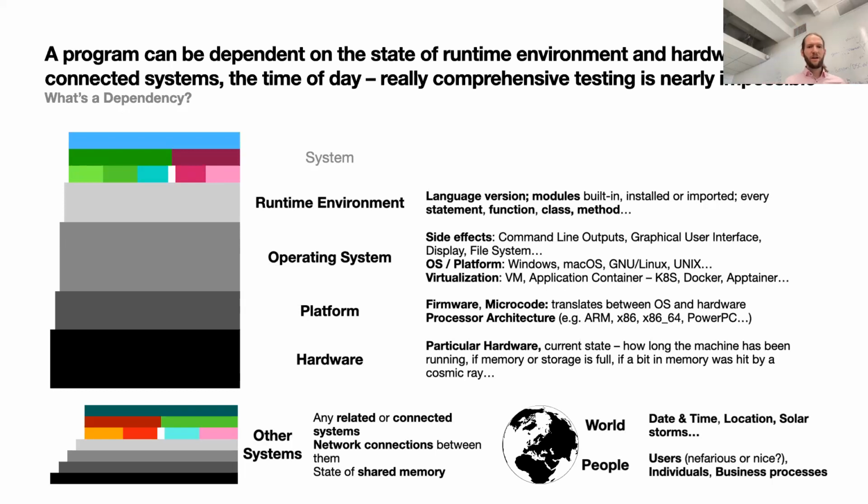And then you've got the particular hardware. How long has your machine been running? Is its memory full, or the main storage? Or has it just been hit by a cosmic ray and a bit in the memory has been flipped? The same applies in any of the other connected systems that you might have. So maybe they have shared memory, or maybe there are network connections between them that we need to think about. And then you're also dependent on the world, what time of day it is, and which time zone your system and the other systems are in. Or what's your location on the globe? Do you have transmission time delays in the network? And whether maybe you're in a solar storm and all the network connections are a little bit iffy right now.